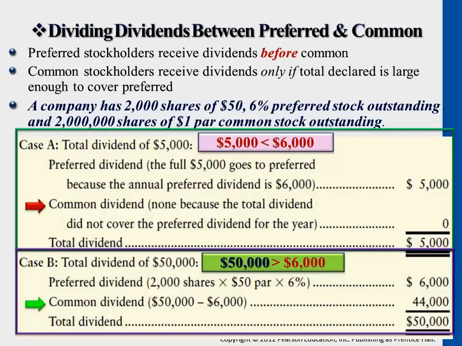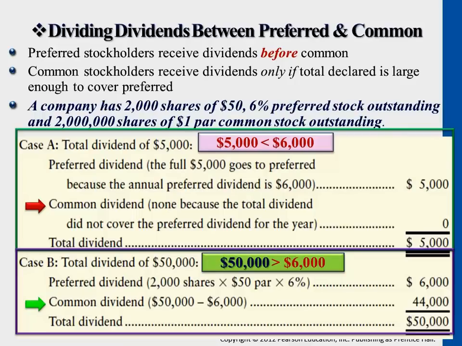Okay, so these are two independent cases. Giving you an example, in case dividends are even less than what preferred shareholders are supposed to get, then all of it goes into preferred shareholders' hands, and the missing $1,000 between $5,000 and $6,000 will carry on to the following year. So next year, preferred shareholders are entitled to get $7,000 instead.